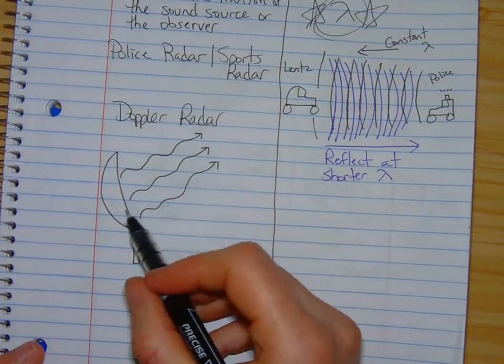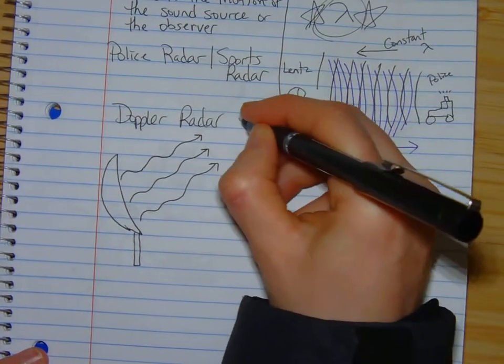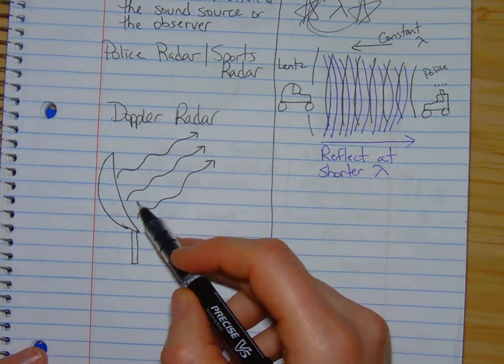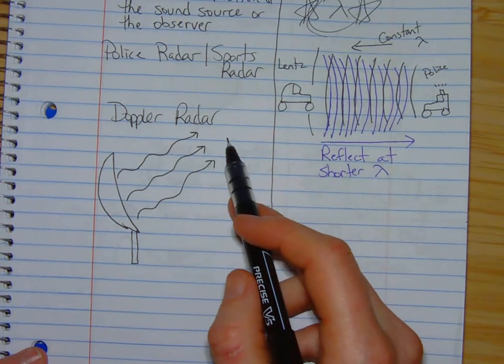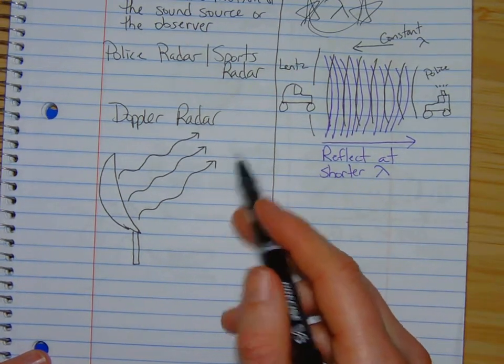So Doppler radar is going to send these waves out again at a fixed wavelength, and if they don't return, if they don't come back here, then there was nothing for them to reflect off of in the sky, which means there's no clouds, there's no storm system. It's going to be a clear, sunshiny day.